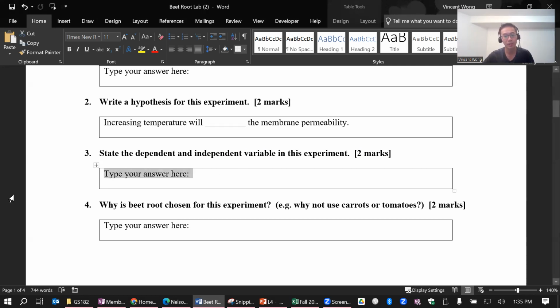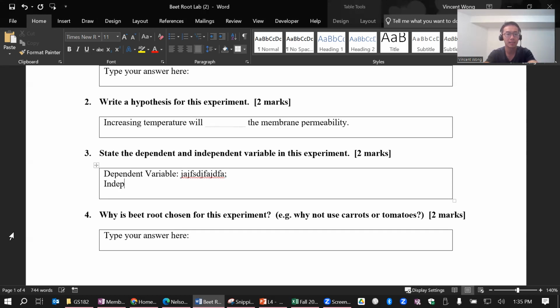So all you have to do for this one is type dependent variable, and then whatever you think it is, and then independent variable. That's all. 1 mark for each. Got it?